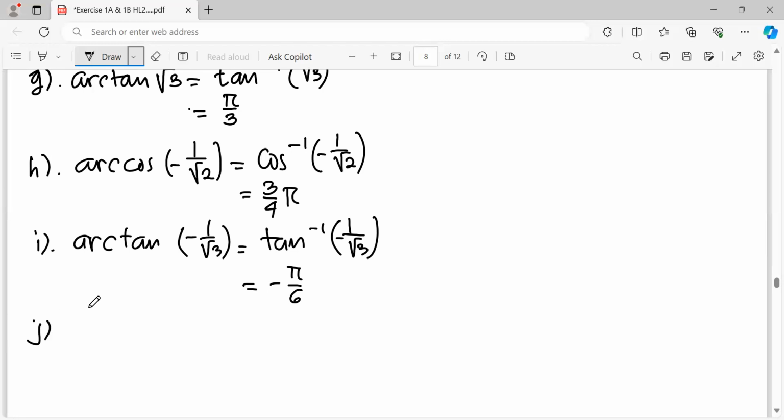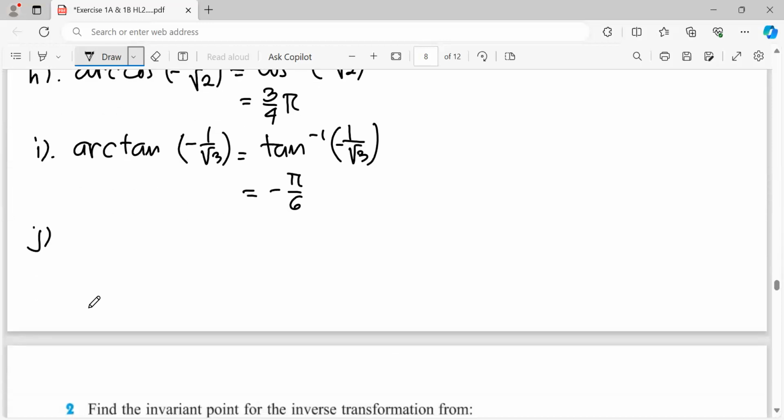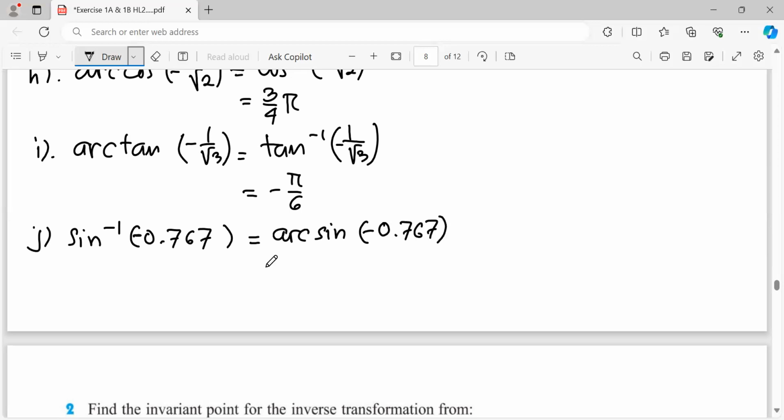J. Inverse sine of minus 0.767. It means it is arcsine of minus 0.767, and it is minus 0.874.